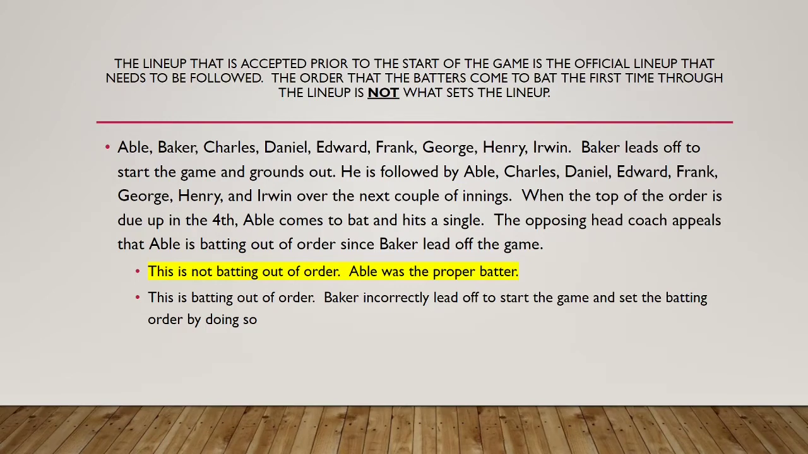This, of course, is not batting out of order because the last batter was Irwin. So the next proper batter is Abel, and simply not being able to take advantage of the first batting out of order because Baker led off the game has no bearing on the situation.